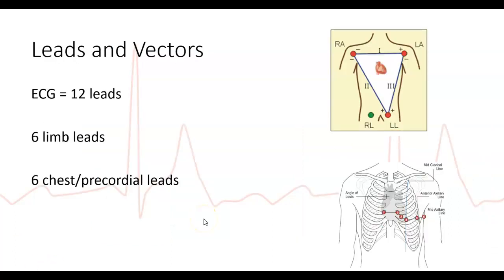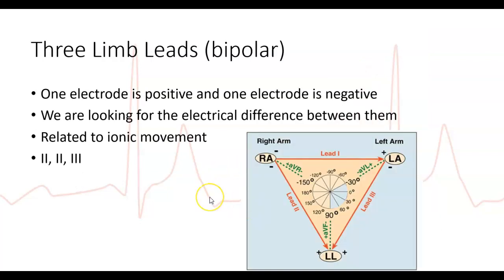Okay, so when we start talking about leads and vectors, a full ECG or electrocardiogram has 12 leads. We have 6 limb leads and then 6 chest leads, which are also called precordial leads. Up here we have our limb leads, and then down here we have our chest leads. When we talk about 3 of the limb leads, which are bipolar, 1 electrode is positive and 1 electrode is negative. We are looking for the electrical difference between them, and this is all related to ionic movement. So here we have lead 1, lead 2, and lead 3.